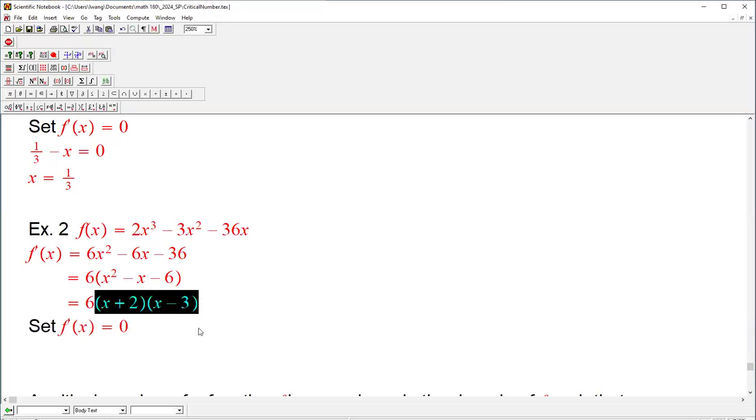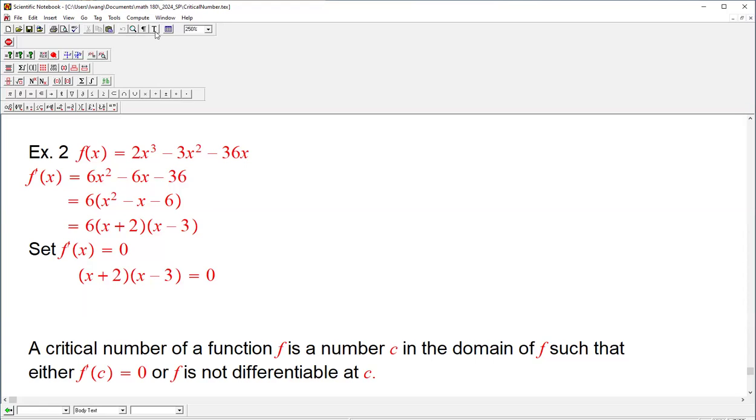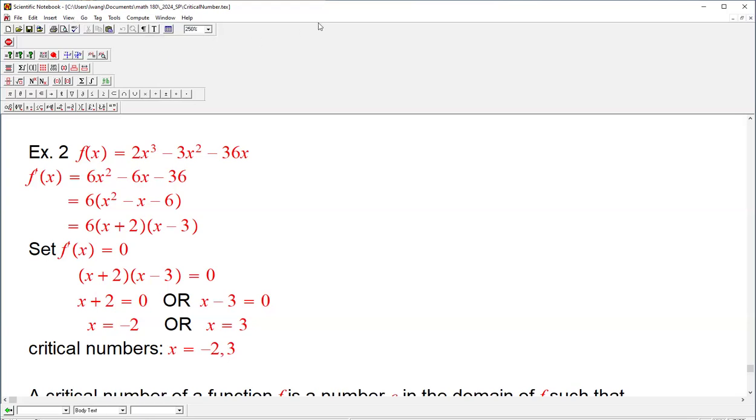The consequence is that x plus 2 times x minus 3 must be 0. So we can use the zero product property. So x plus 2 equals 0, or x minus 3 equals 0. So in the end, we got 2 critical numbers: x equals -2, and the other one is x equals 3. So these two are the critical numbers for the function in example number 2. You can keep it as x equals -2 or 3, or you can use c. Really, it doesn't matter.